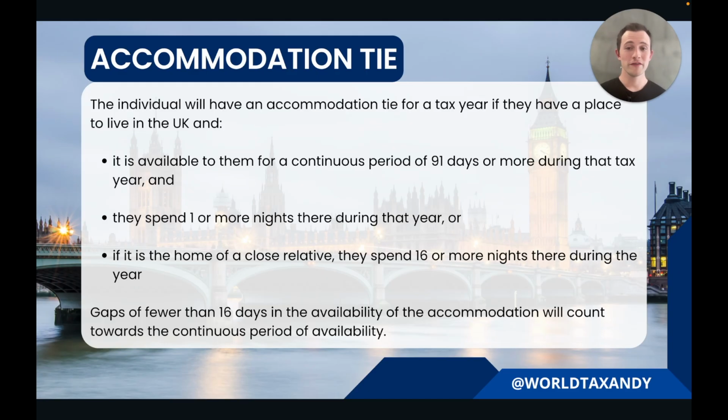For the purposes of the accommodation tie, a close relative is a parent or grandparent, brother or sister, or a child or grandchild aged 18 or over. A close relative can be a blood or half-blood relative or someone related through civil partnership or marriage. Adopted children are considered to be the individual's children for these purposes. Note, if you have accommodation but you rent it out, this won't be considered available to you for the time in which it's rented.